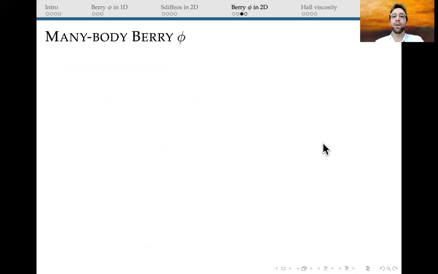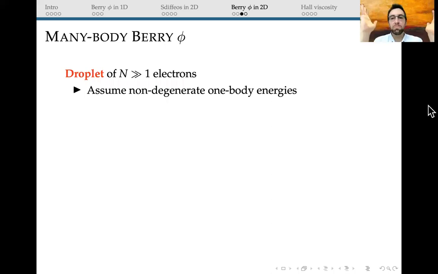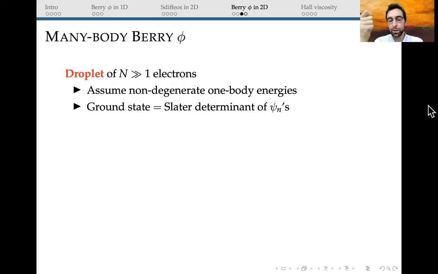So I'm going to consider a droplet, if you will, of a very large number of electrons. I'm actually going to assume that these electrons are put in some confining potential, for example, so that they all have non-degenerate one-body energy. So in particular, the ground state of the system is actually a Slater determinant of some low-lying one-body states with low energy. And so what's the Berry phase? Well, the one-body Berry phase was just given by this formula here.